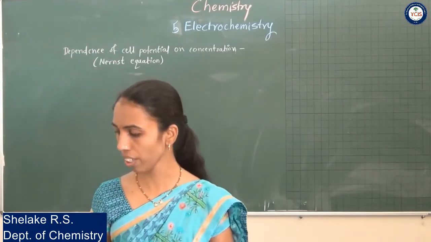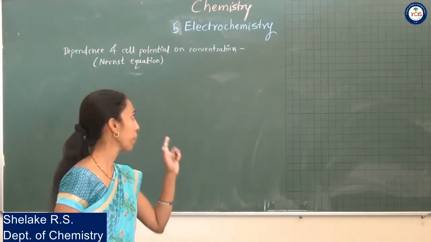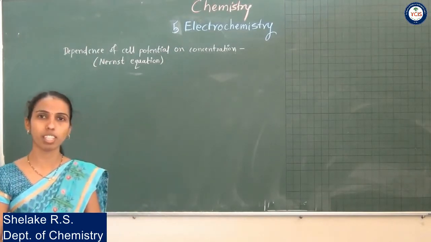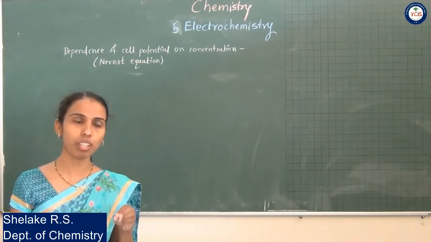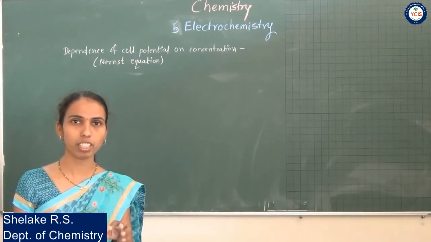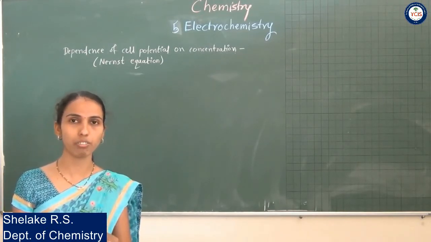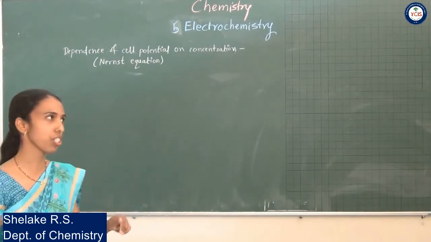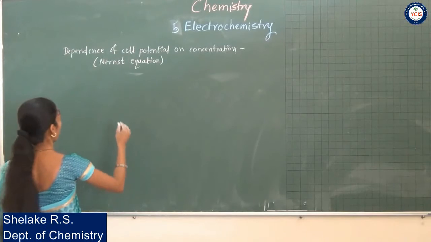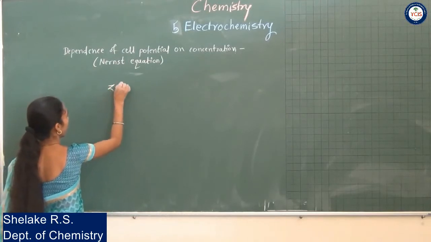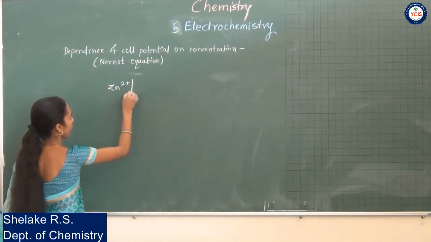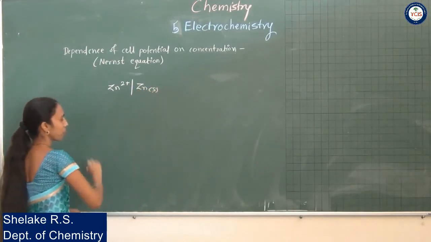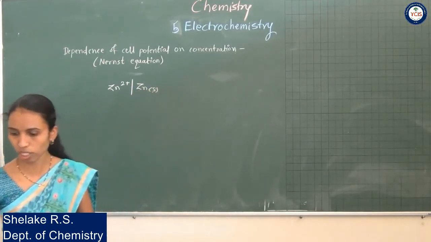Okay, now we have studied the application of how we can find out the Nernst equation for the given cell. Similarly, if the electrode reaction, this half cell reaction, is given, how can we write down the Nernst equation for that? We'll take one example. Suppose you have been given the zinc electrode.